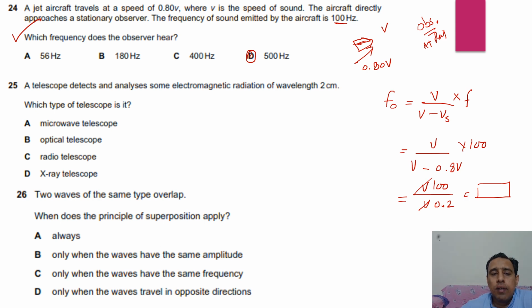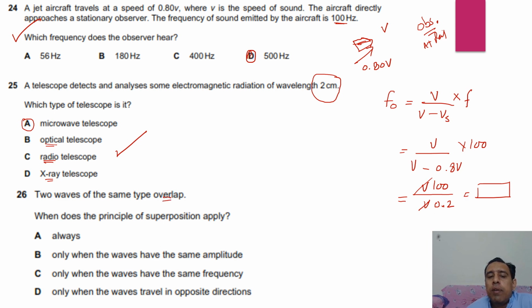For question 25, the telescope detects and analyzes some electromagnetic radiation of wavelength 2 cm. 2 centimeter is a long wavelength. So here we have the microwaves, the optical telescope. The optical telescope means the telescope in which the visible spectrum is required. Radio is the very long wavelength. X-ray is the very short wavelength. So microwave is the correct answer. Two waves of the same type, overlapping of the waves.